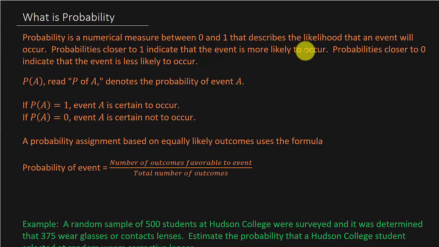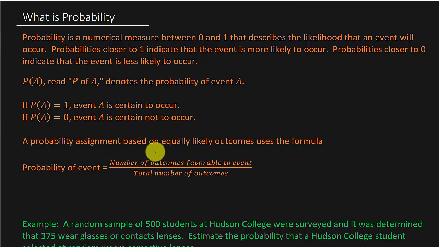All right, that describes the likelihood that an event will occur. Probabilities closer to 1 indicate that the event is more likely to occur. Probabilities closer to 0 indicate that the event is less likely to occur. And we'll write this, P of A, that's how it's read, denotes the probability of event A. If the probability of event A is equal to 1, event A is certain to occur. And if the probability of A is 0, event A is certain not to occur.